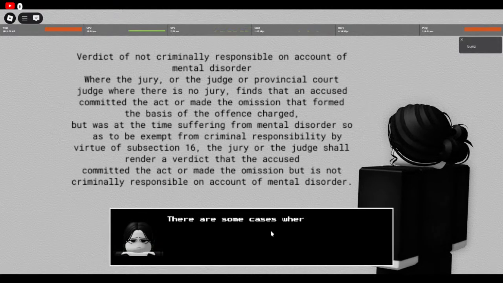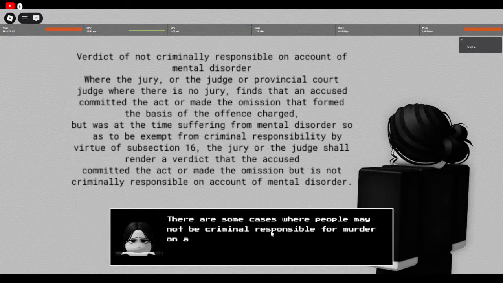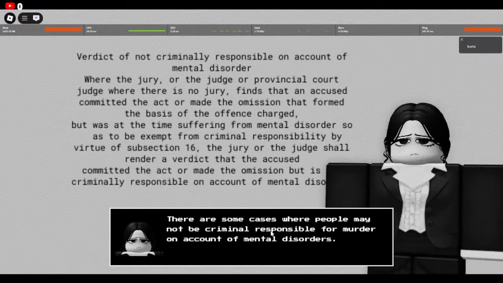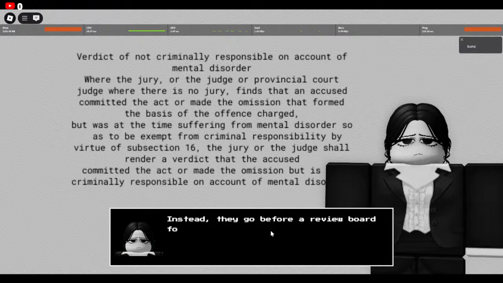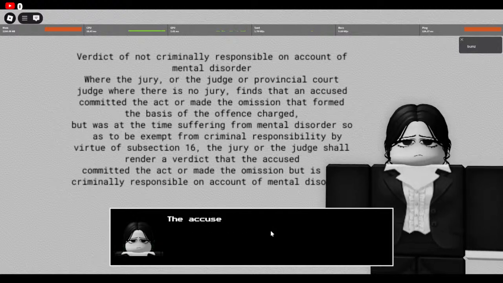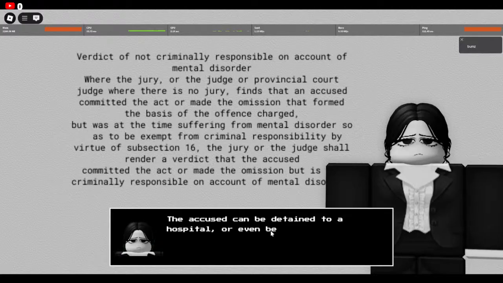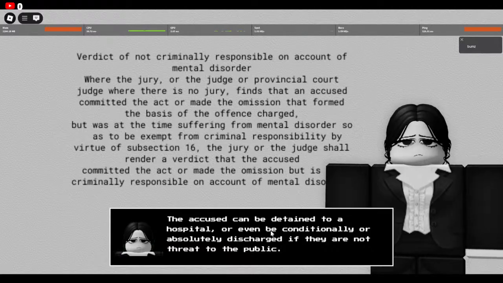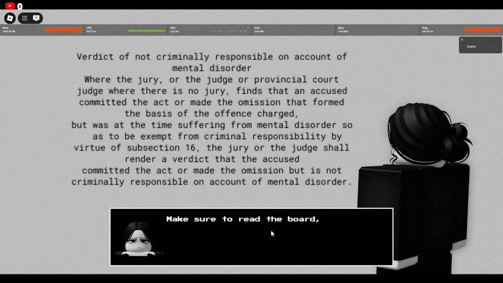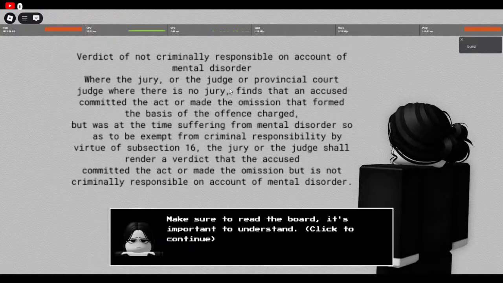No way. There are some cases where there may not be a criminal responsibility for murder on account of mental disorders. Instead, they go before a review board for a decision. The accused can be detained in a hospital or even conditionally or absolutely discharged if they are not a threat to the public. Make sure to read the board. It's important to understand. Click to continue.